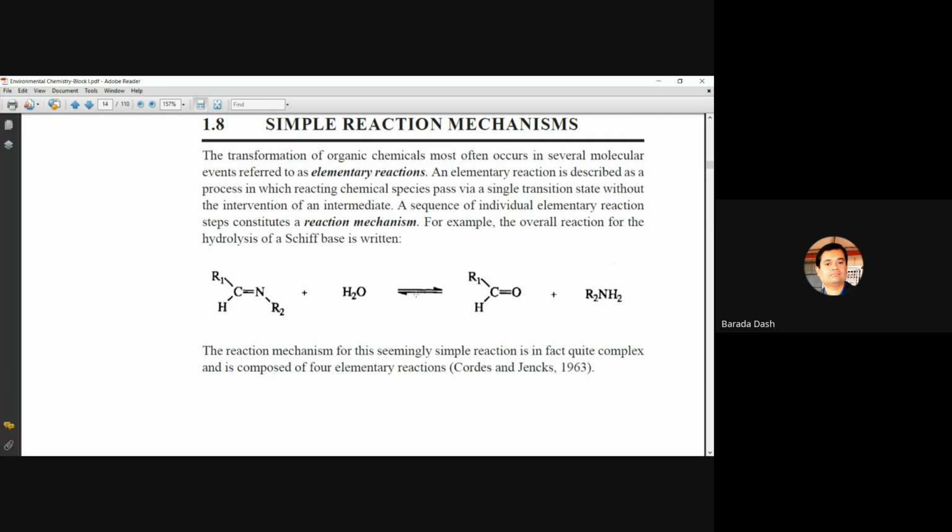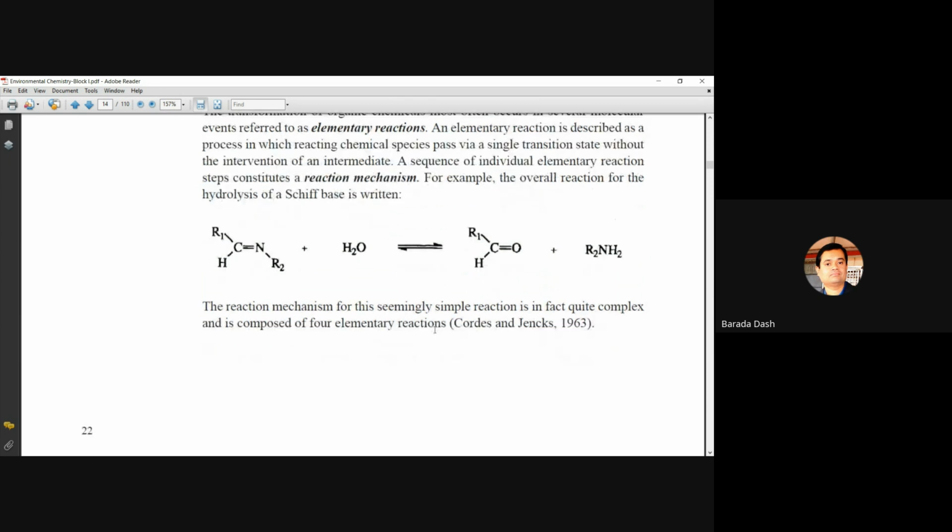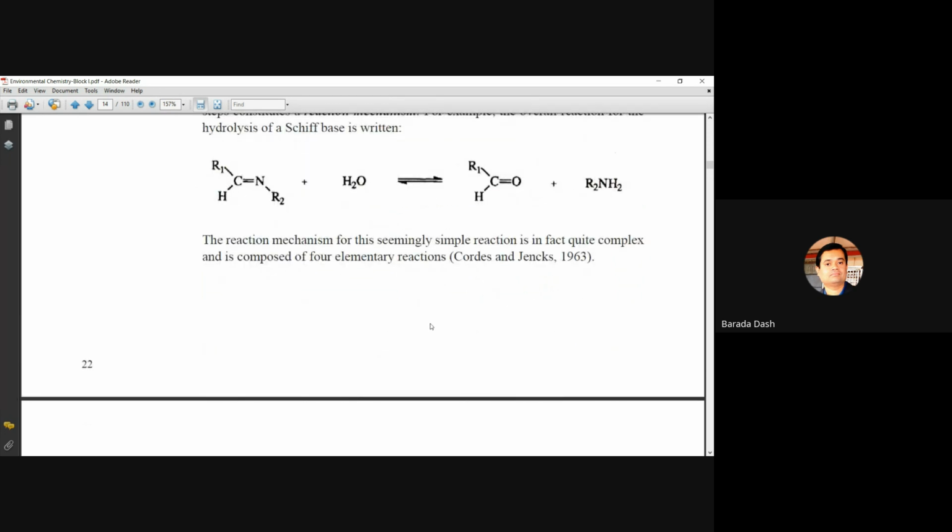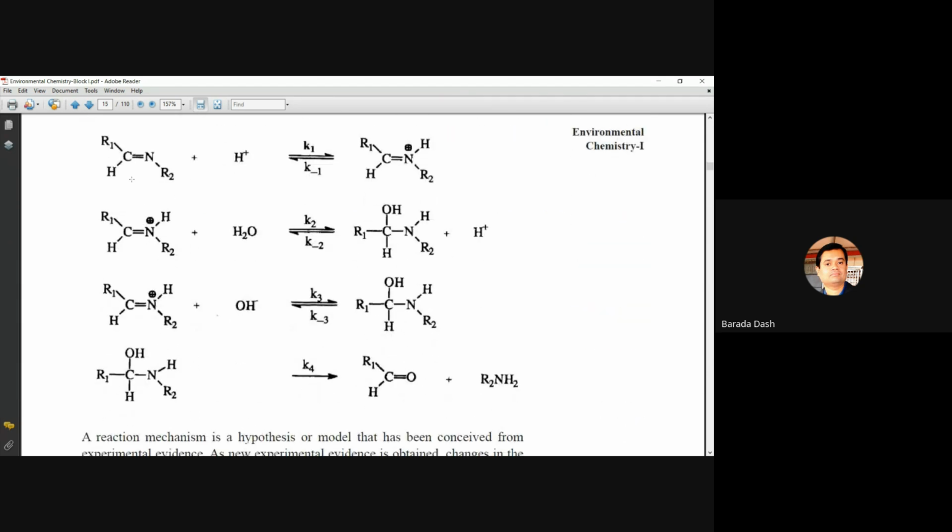For example, the overall reaction of hydrolysis of a Schiff base. This is a secondary imine; when water is added, hydrolysis occurs and you get a ketone plus an amine. So the overall reaction is the hydrolysis of a Schiff base. The reaction mechanism for this seemingly simple reaction is in fact quite complex and is composed of 4 elementary reactions. So see, there are 4 steps.